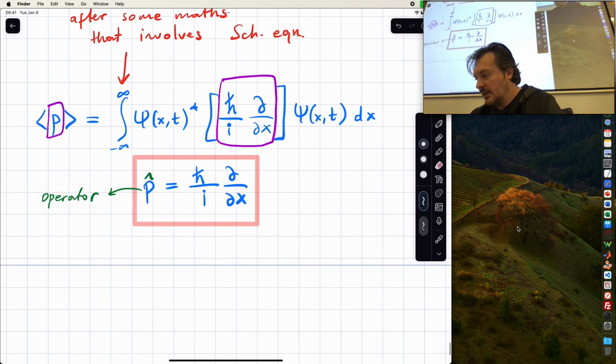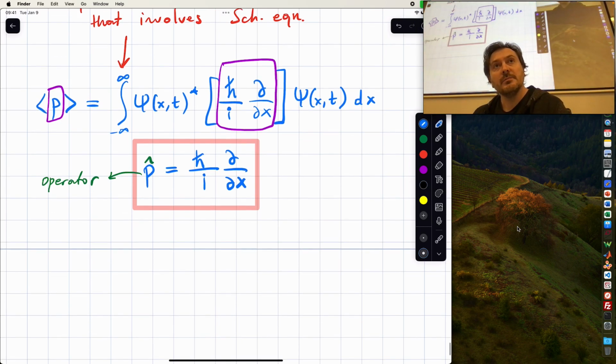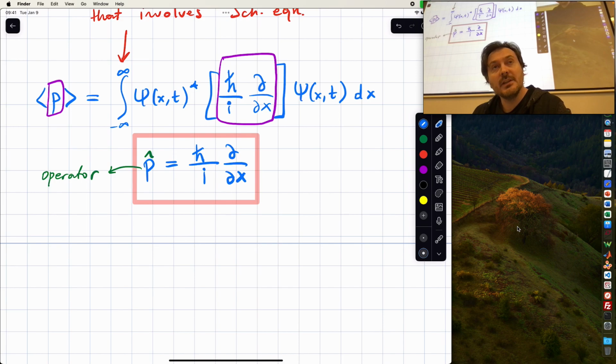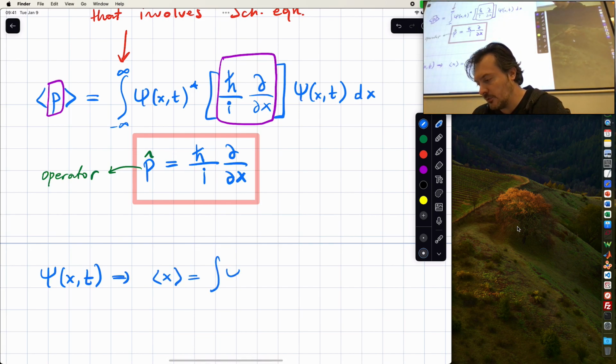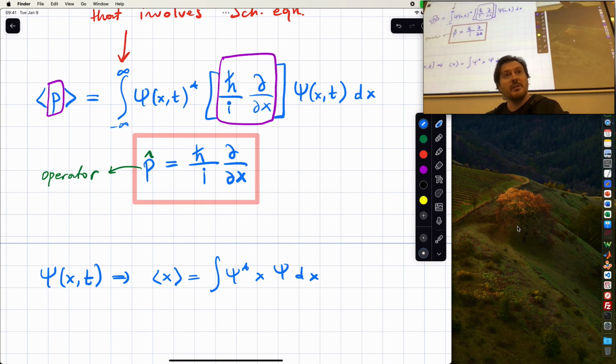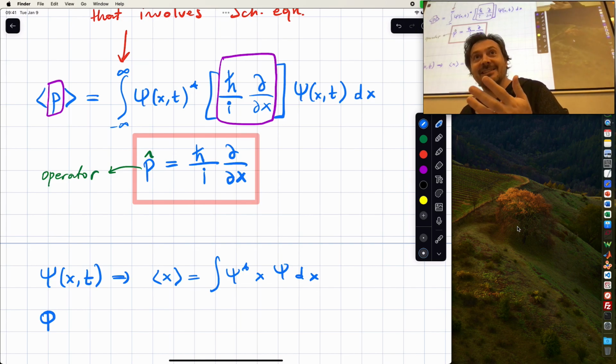So, as I mentioned earlier, we are writing everything in the x domain. And in the x domain, finding the average of x is easy. Just do psi star x psi dx. What you are bothered with is that this is the x domain, and can I plug in momentum there? You would be able to plug in momentum if you represented the same wave function not in space, but in momentum space.